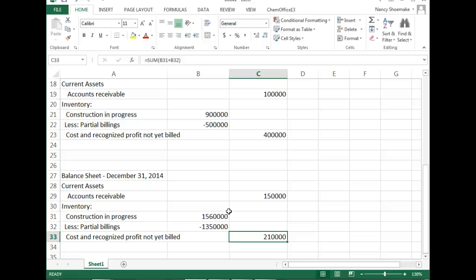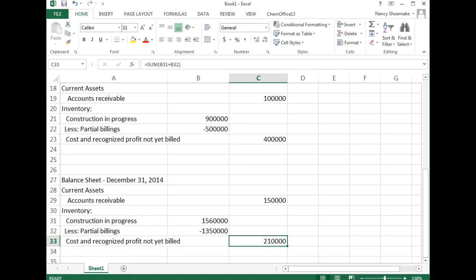Where am I at here? Balance sheet, balance sheet. Any questions on this problem, guys? What I think let's do is let's take a quick break. I know for me, I could use a quick break.